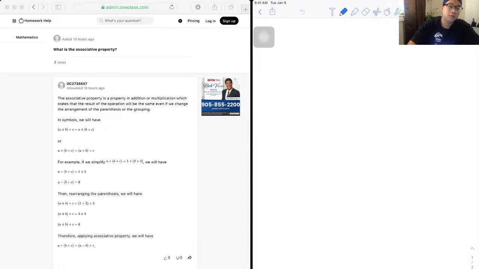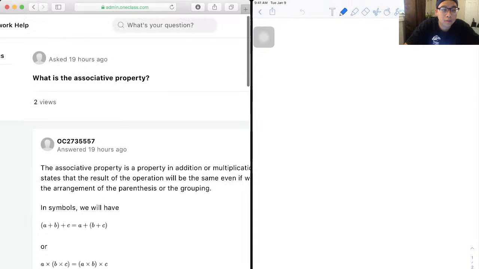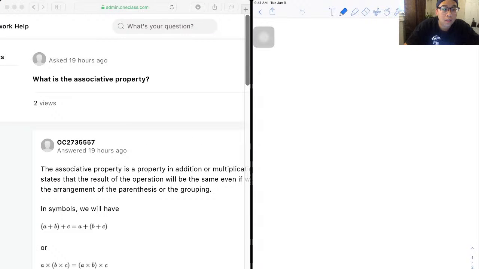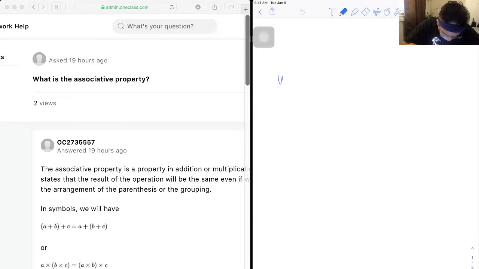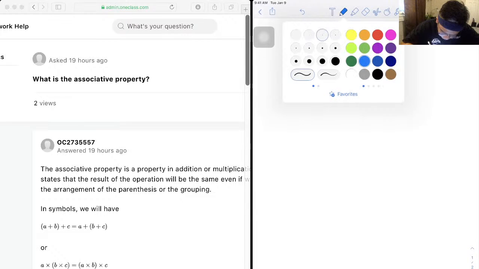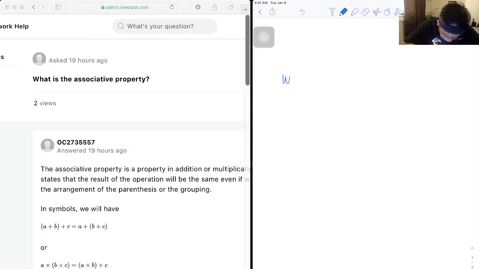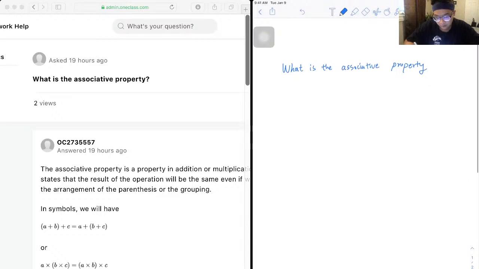Okay, so our first question today, let me just zoom in a bit, is asking us what is the associative property. All right, so let's copy down the question. What is the associative property?